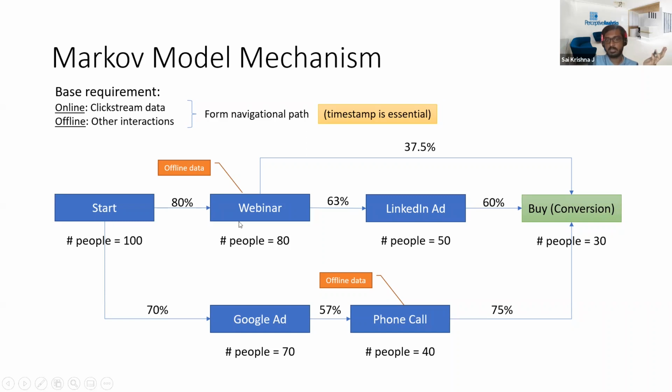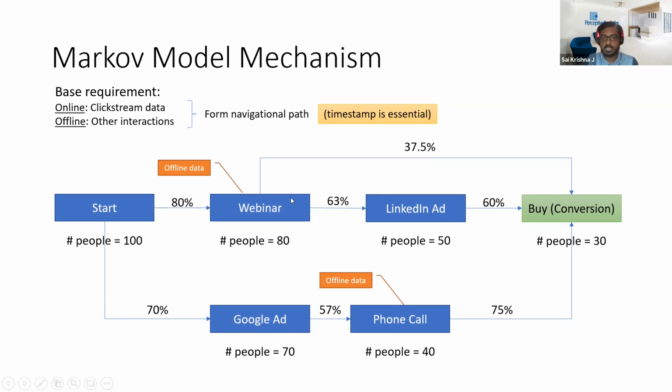So you start, and then people attend a webinar, and some of those people click on the LinkedIn ad, and then they buy the product. Or they could just see a Google ad, and then they make a phone call, make some inquiries, and then they buy the product. So like this, there could be several steps involved. And I was also saying that this sort of user flow would involve both online as well as offline data.